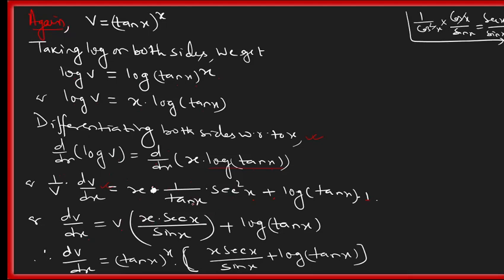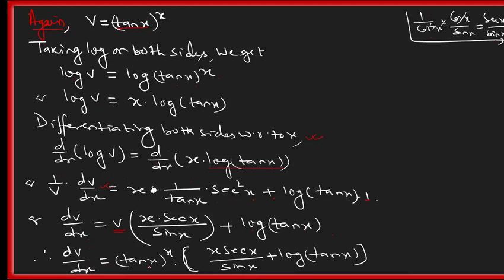Now sec square x by tan x: sec square x is 1 by cos square x, into 1 by tan x is cos x by sin x, and cos x goes up. So one cos cancels, and 1 by cos x is sec x by sin x. So I have written sec square x by tan x as sec x by sin x, so x times sec x by sin x plus log tan x. So v is what? tan x to the power x.